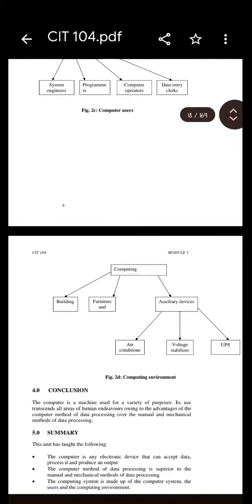Now, take note, computing auxiliary devices are not actually components of the computer system. They are not computers themselves, but are just necessary things that ensure that computers work with them. Some of them might be attached, like the stabilizer. They are attached to the computer to stabilize the voltage that is coming in, so that the voltage will not be too high for the computer.